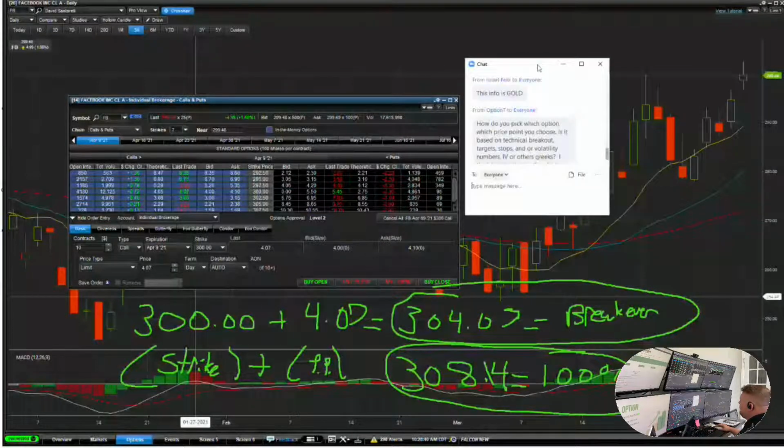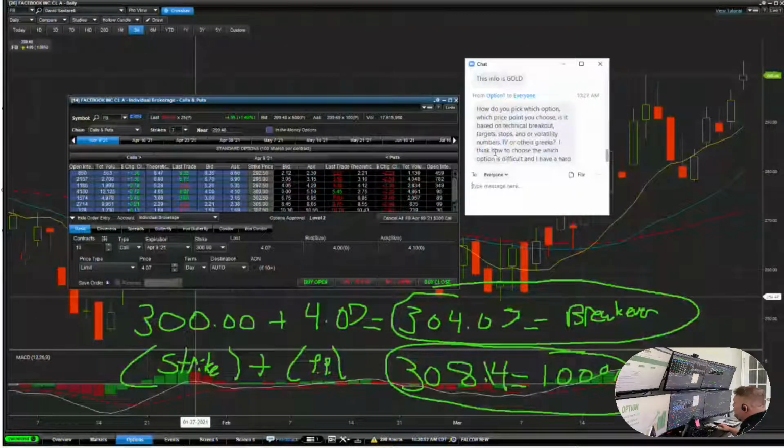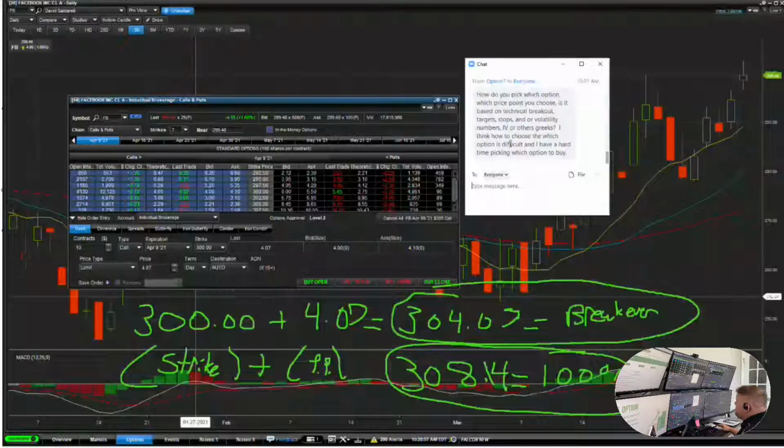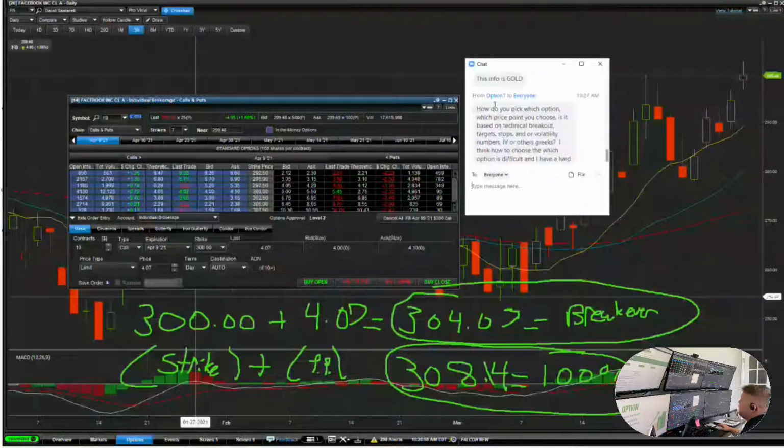Israel Felix. Let's see here. All right. This info is gold. How do you pick which option, which price point you choose? Is it based on technical breakout, target stops, volatility numbers, IV, or other Greeks? I think how to choose which option is difficult, and I have a hard time picking which option to buy. That's coming from Option T.